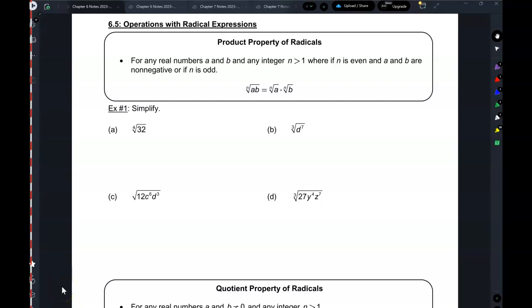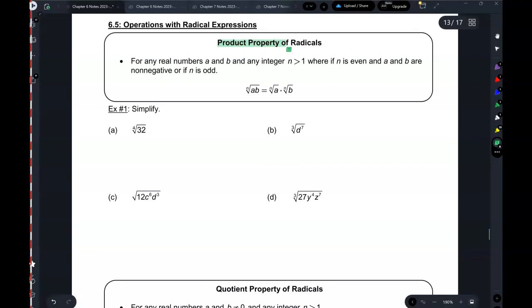Left off. Okay, so in 6.5, we're now going to continue with radicals. We're going to do more operations with them, right? So the first thing we're going to learn is the product property of radicals. Basically, what the product property says is the following.